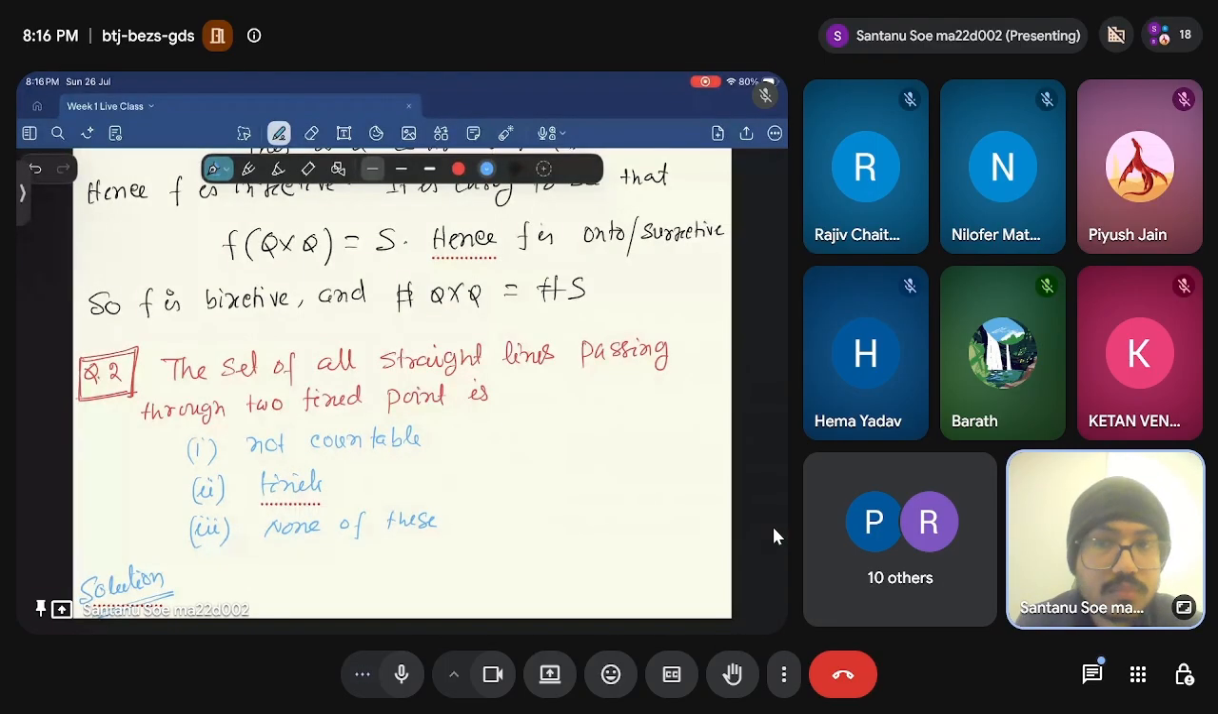Anyone? The set of all straight lines passing through two fixed points is a countable set, an uncountable set, or what? Is it like a singleton or is it a finite set?